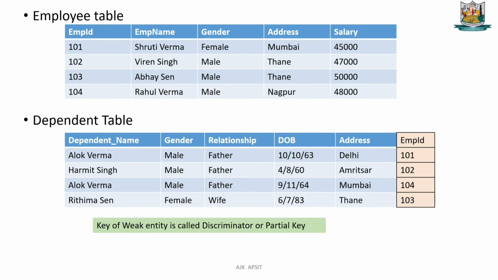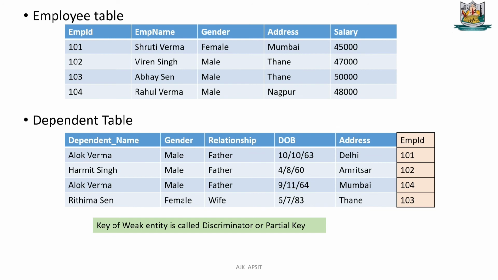So let us see two tables. One is an employee table and the second is a dependent table. In my employee table, I have employee ID, employee name, gender, address and salary. And in my dependent table, I have dependent name, gender, relationship, date of birth and the address of the dependent. Now let us assume the employee Shruti Verma left the job. Now her corresponding record from the dependent table should also be deleted.